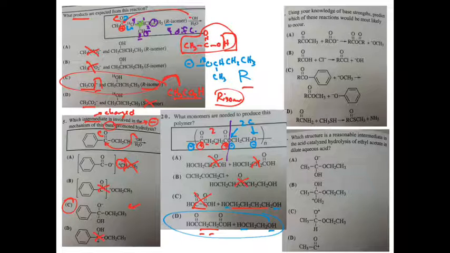Knowledge of base strengths. Base is negative. Predict which of these reactions would be most likely. So reactions likely to occur. So if I'm going to go this way, I want my biggest negative over here, my smallest negative over there. It's a partial negative. Right? Okay. So if I go through and compare negative to negative, negative oxygen, this one does resonance, more stable.